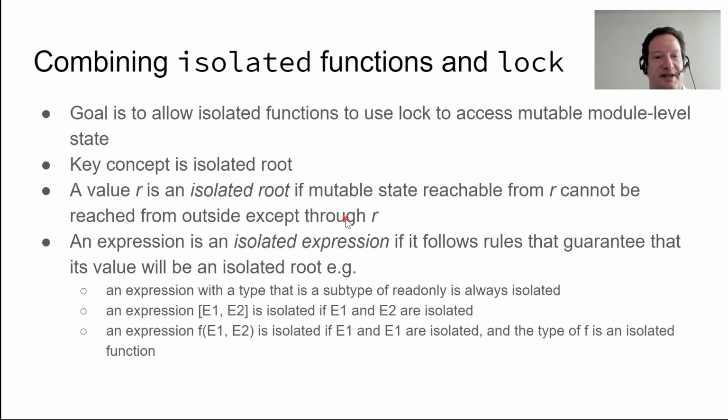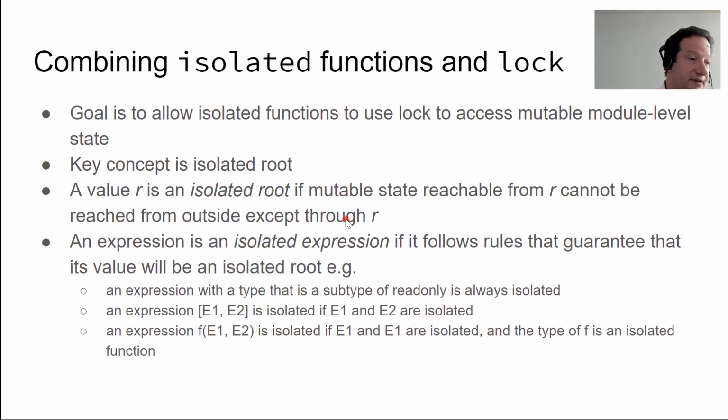So the basic concept is what I call an isolated root. You can think of it as a little island where all the mutable state within that island has to go through the root. You can't get to it; there are no pointers into it from outside. You can only get into it through this root. Related to the isolated root is the isolated expression, an expression where we know that the value will be an isolated root.